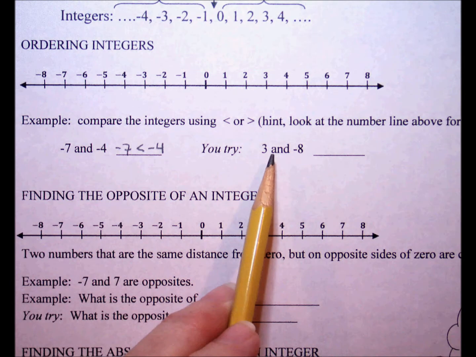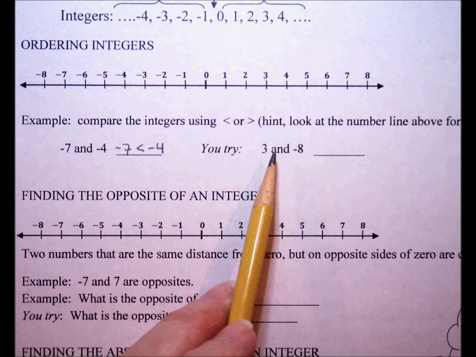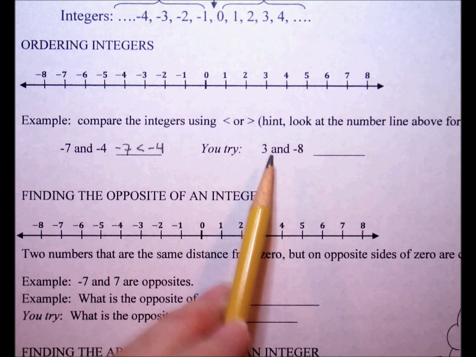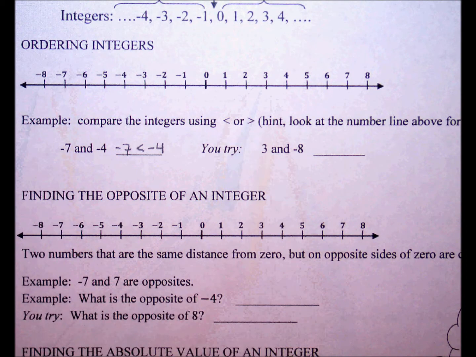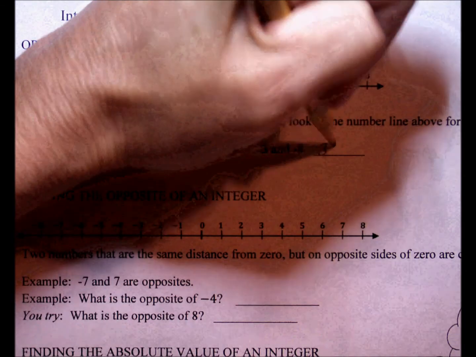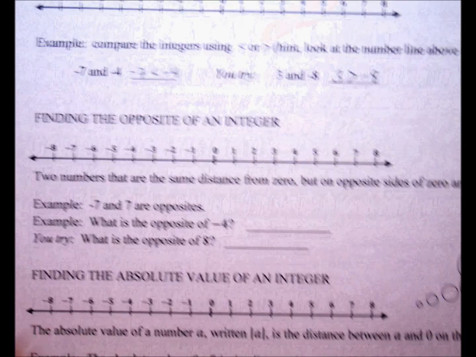Similarly, and take a second, when I give you a you try, my recommendation if you're watching these videos is to hit pause. Try it yourself and then come back and see if you've done it the way I would. Okay, so I'm going to compare 3 to -8. 3 is to the right of -8, so 3 is greater than -8.